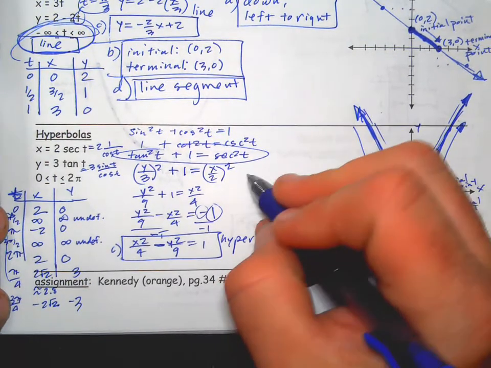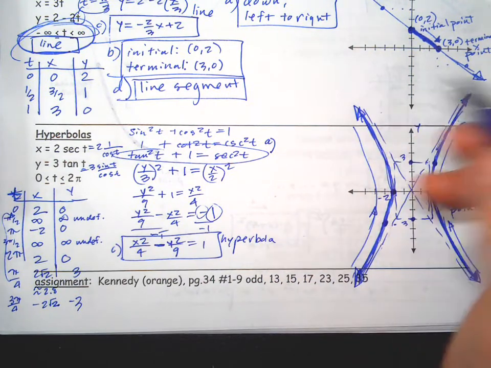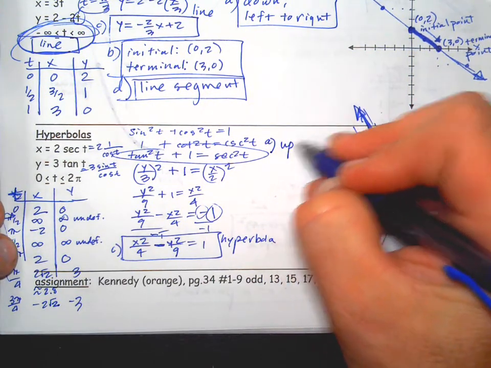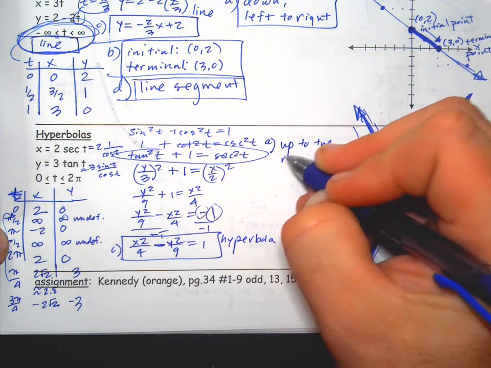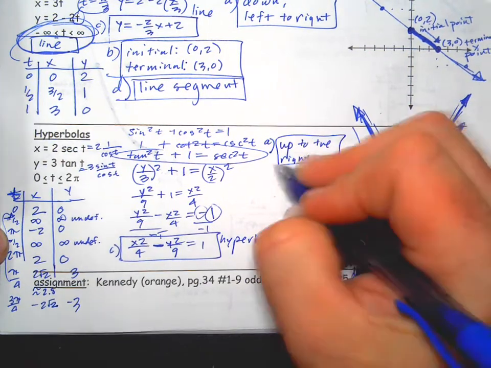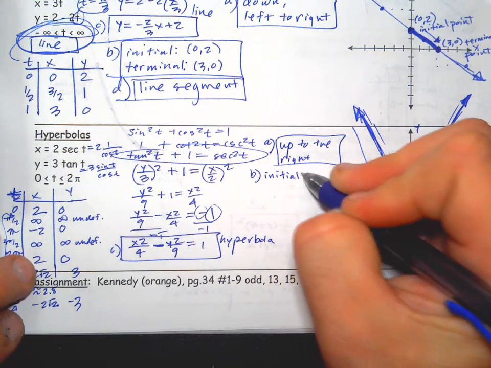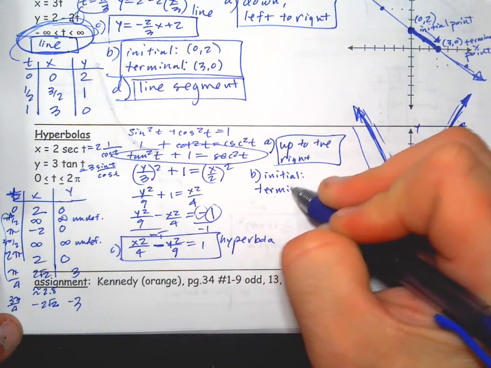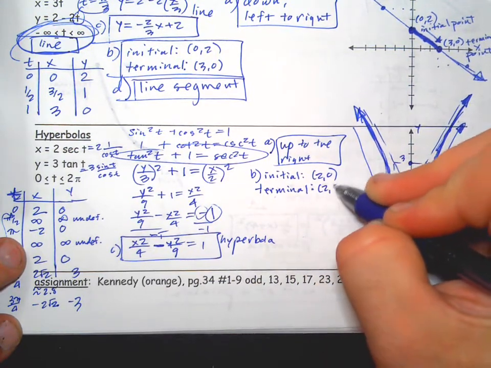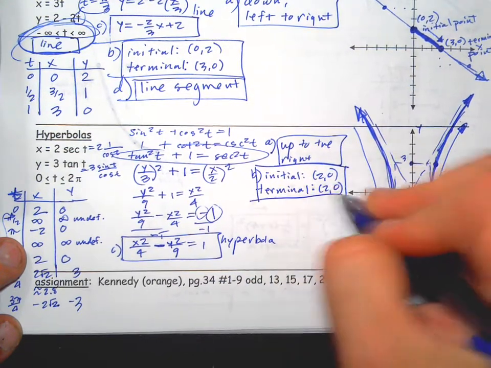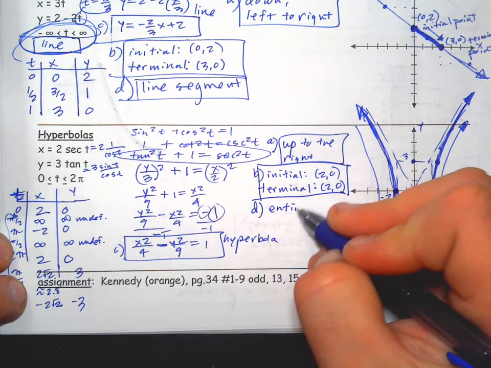So let's see, A was, what's the direction? Like up to the right at first. And B was initial and terminal points. So initial and terminal points are both 2, 0. You'll get some more interesting ones on the homework. And then D was like what shape? It's an entire hyperbola once.